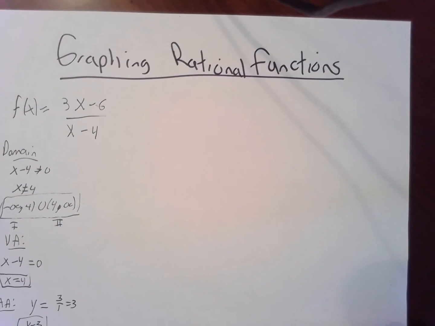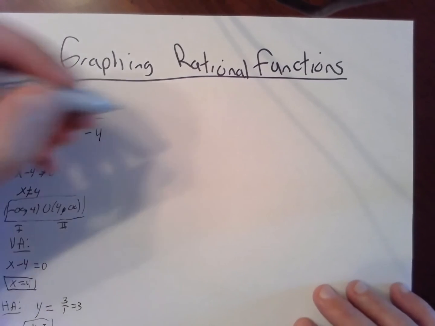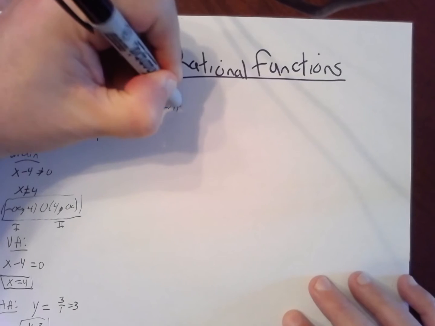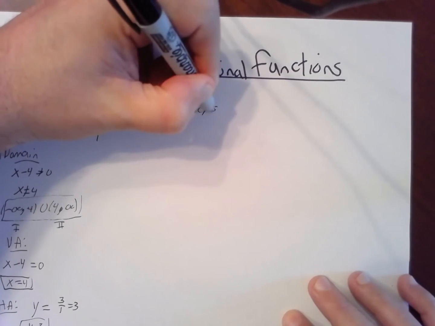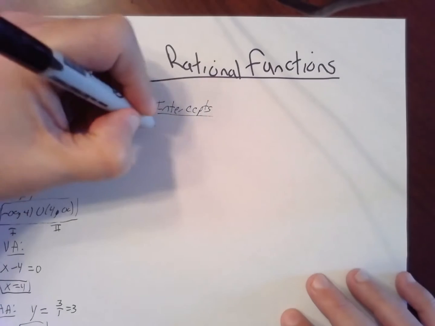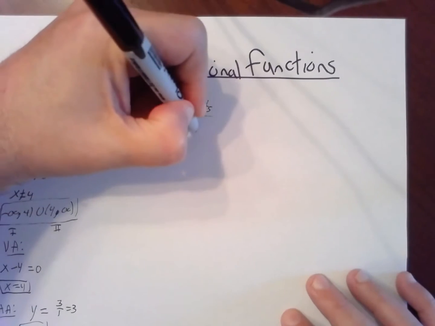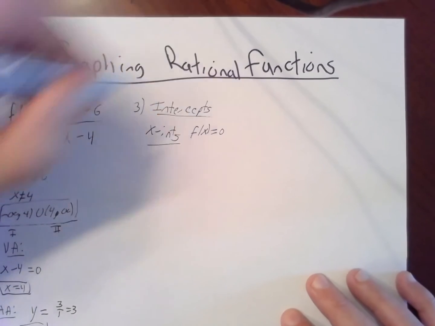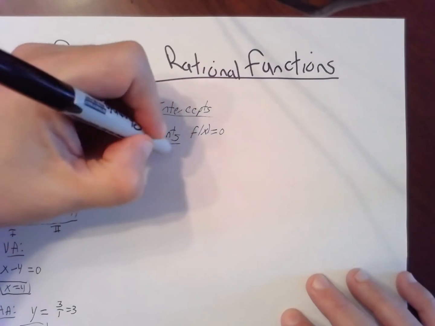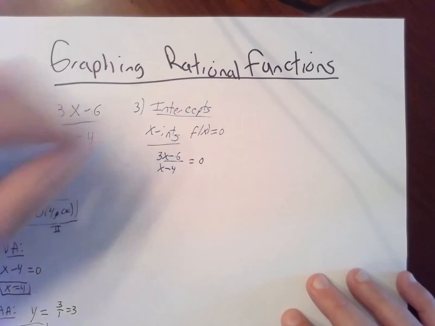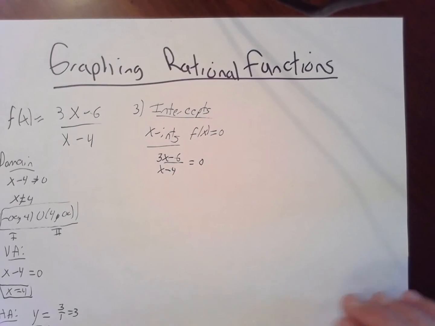Honestly, from this moment on, all we're doing is plotting points. Everything from here on out is basically just plotting points. So the easiest points to find always are intercepts. We look for the intercepts. Okay, so x-intercepts, how do we always find x-intercepts? By setting y equal to 0 and solving. So set the whole function equal to 0.